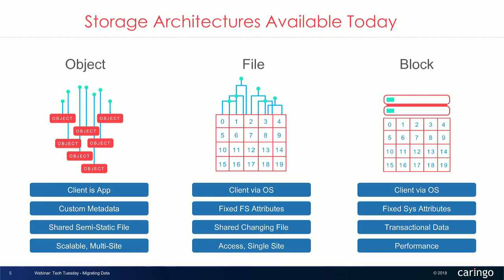Moving to file, we also have client access by operating system calls. Also fixed file system attributes are involved in file-based protocol access. Typically, that's used for shared access to changing files with multiple clients mounting the network file system. And that can provide access basically at a single site. You typically don't see file-based storage as cloud-enabled.